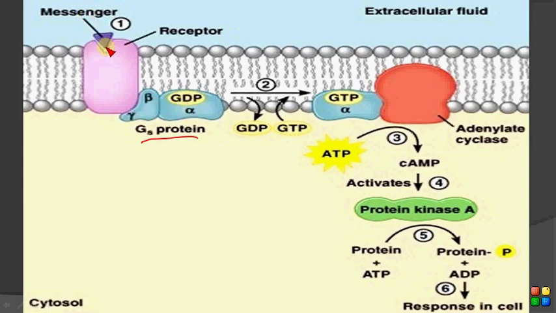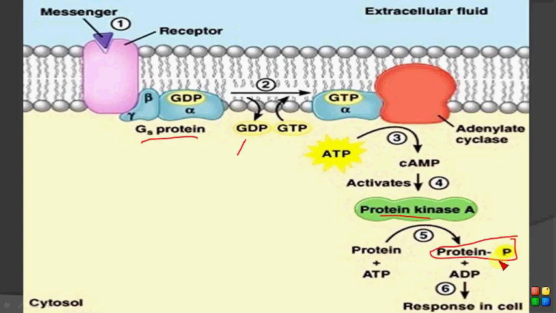What happens when the messenger binds here? It activates the G protein, and the G protein releases its GDP and binds to GTP. This alpha subunit linked with GTP goes to the adenylyl cyclase enzyme, and this enzyme converts ATP into cyclic cAMP. This cyclic cAMP activates protein kinase A, which promotes the phosphorylation of different proteins and enzymes in the cell. You can see here, this is a non-phosphorylated protein, and it gets phosphorylated by protein kinase A, and this phosphorylated protein produces different responses in the cell.